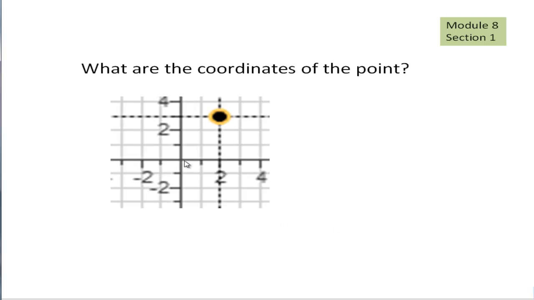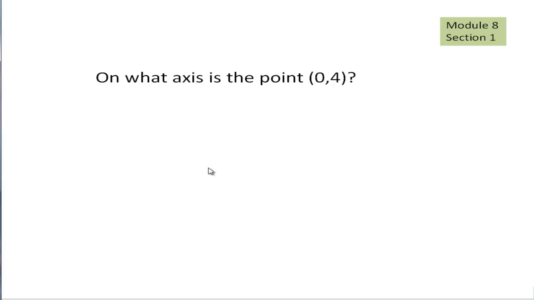Okay, the coordinates of a point. We go left or right. In this case, right 2 and up 3. So it's going to be 2, 3. Okay, on what axis is the point 0, 4? Well, if you draw an axis, if you go over 0 and count up 4, and that's left or right, you're not going any place, and you're just going up 4. That's on the y-axis.